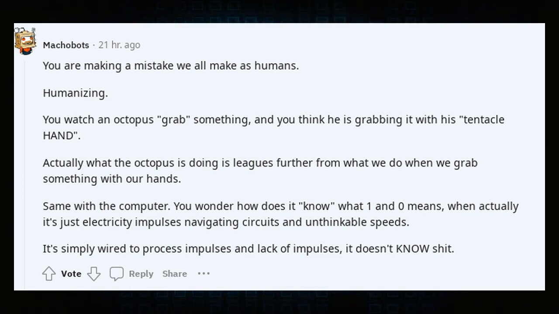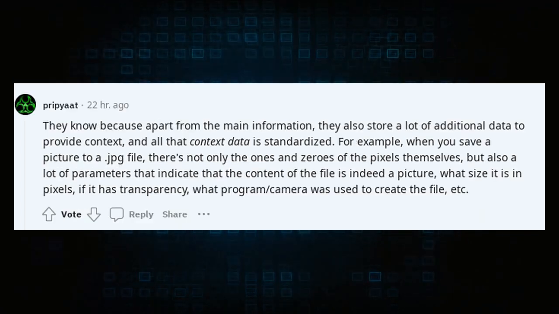It doesn't know anything. They know because apart from the main information, they also store a lot of additional data to provide context. And all that context data is standardized. For example, when you save a picture to a .jpg file, there's not only the ones and zeros of the pixels themselves, but also a lot of parameters that indicate that the content of the file is indeed a picture. What size it is in pixels, if it has transparency, what program or camera was used to create the file, etc.